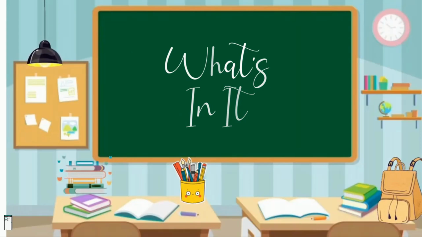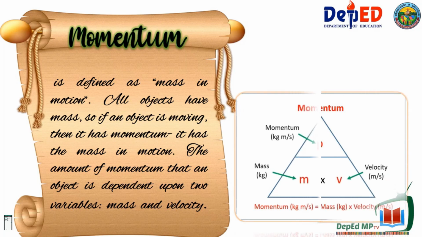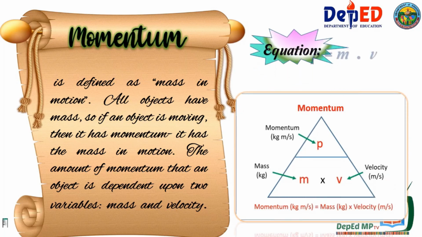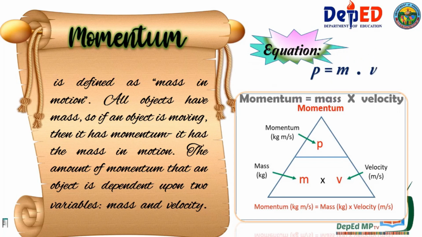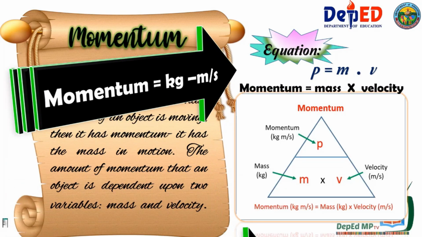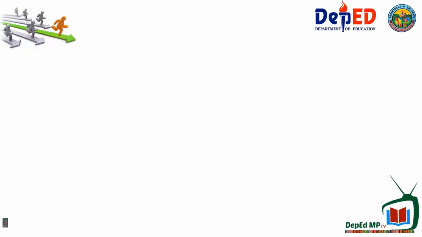It's time to understand what is a momentum. Momentum is defined as mass in motion. The general equation for momentum is P is equal to mass times velocity. The unit of momentum is kilogram-meter per second. Mass is kilogram, velocity is meter per second.